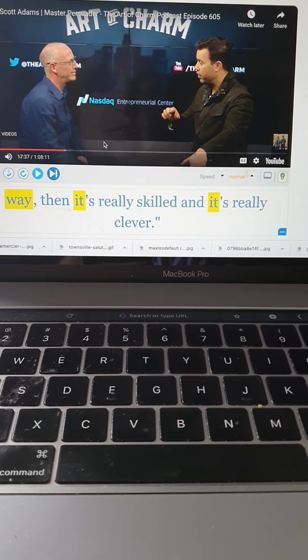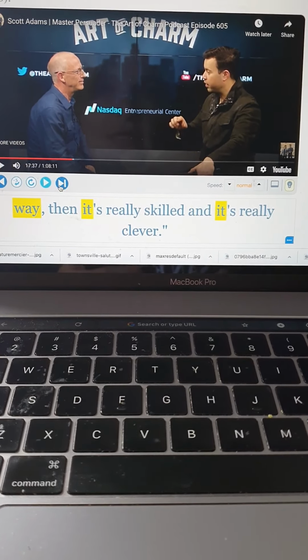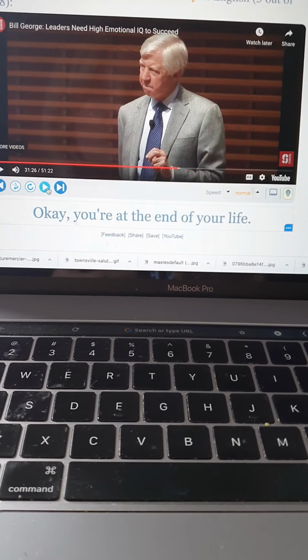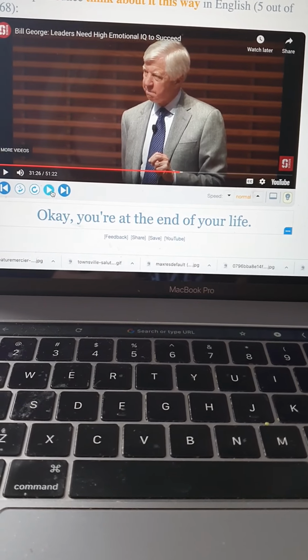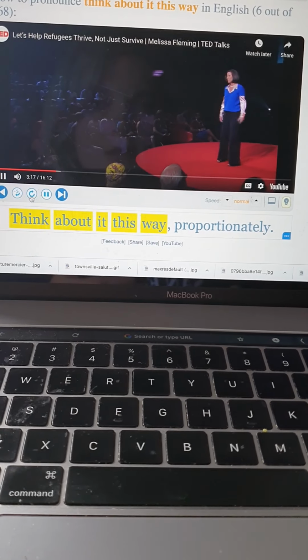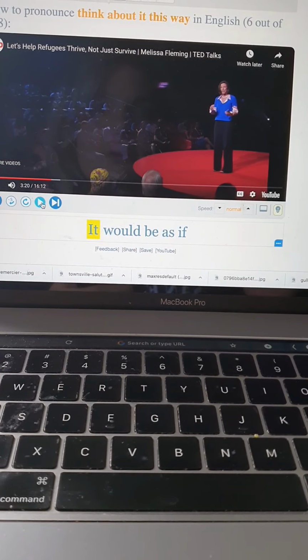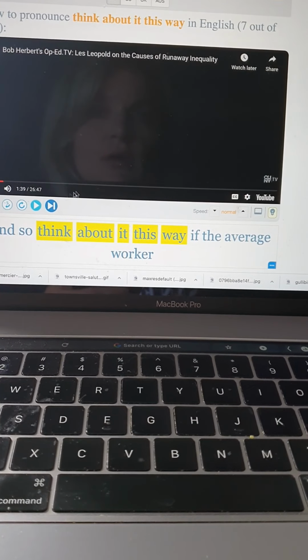What I notice is that when people use this phrase, they stress the word "this." I really want to challenge you, and I want you to think about it this way. They stress the word "this." Think about it this way proportionally.